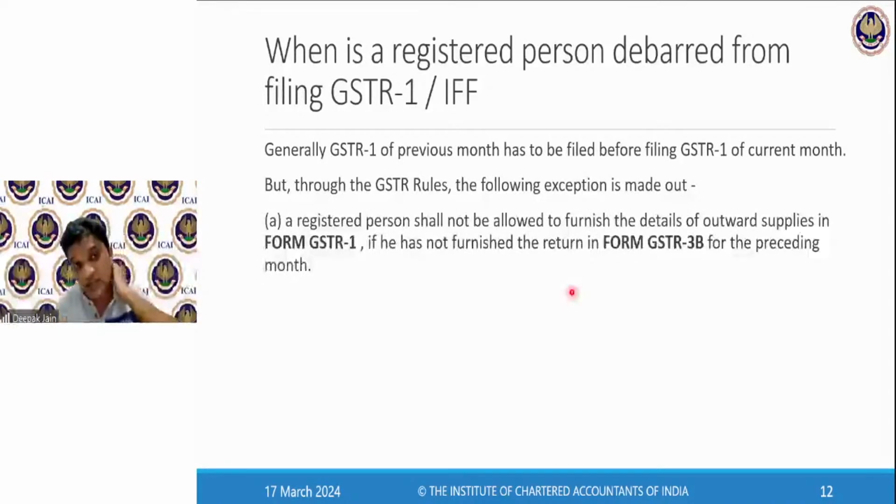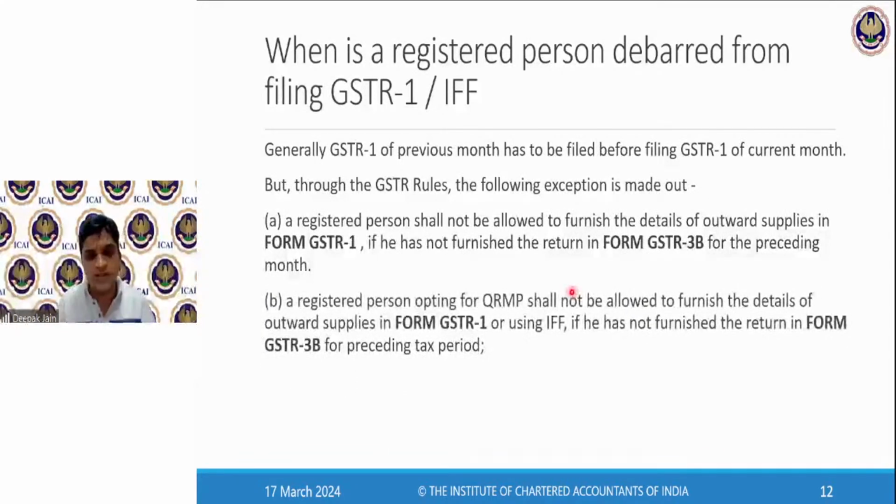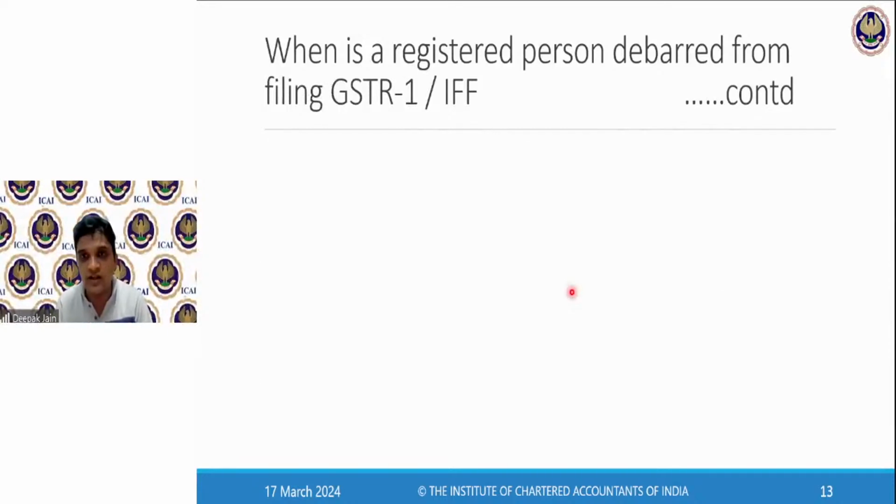तो अगर आपको इस मंथ का GSTR-1 फाइल करना है तो आपको पिछले महीने का GSTR-3B फाइल किया रहना चाहिए. You should file your GSTR-3B of your previous month. Only then you can file GSTR-1 of the current month. Second, a registered person opting for QRMP also shall not be allowed to furnish the details of outward supplies in GSTR-1 if he has not furnished the return in 3B of the preceding tax period. He will not be allowed to file IFF also. And third is a bigger one. So we'll go to the next slide.